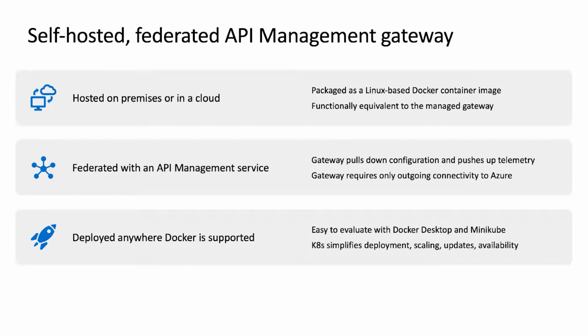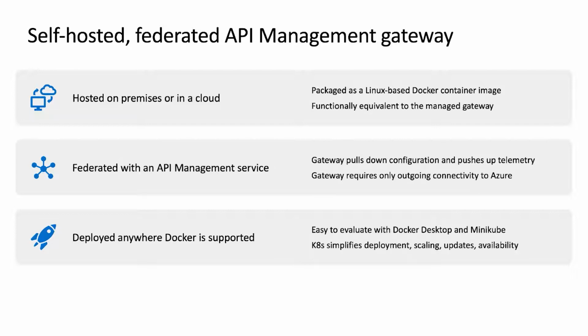To sum it up, the self-hosted gateway is packaged as a Linux container. It can be hosted anywhere. Functionally, it is equivalent to the cloud-hosted container. The self-hosted gateway is federated with an API management service. It requires only outgoing connectivity to Azure to pull configuration and push telemetry back.